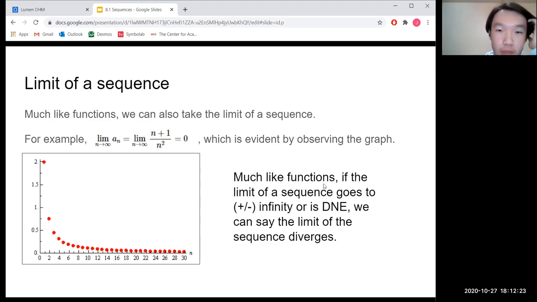On the right, it says, much like functions, if the limit of a sequence goes to some sort of infinity or does not exist, then we can say the limit of the sequence diverges. Yeah, so that's the same thing as functions.